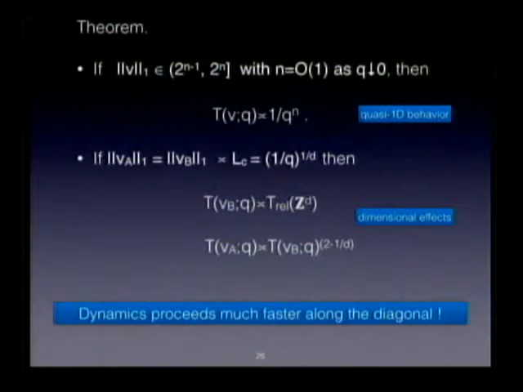So this power here is bigger than 1. So really, the dynamics, at least up to this scale, proceeds much, much faster along the diagonal direction than the horizontal direction. So there are dimensional effects. By dimensional effect, I mean that the entropy that we can exploit around the diagonal is very, very important.